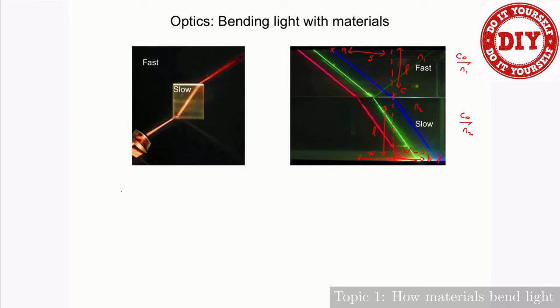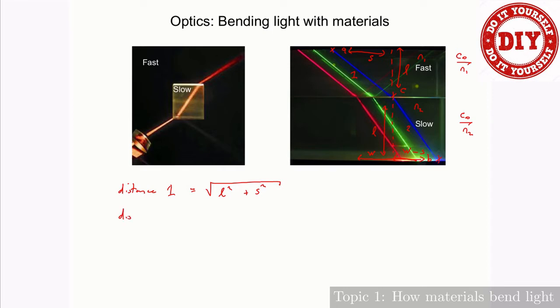So distance 1, well, that's 1 here, and that's 2 here. These are the two bits of the straight line, two straight lines. So for distance 1, I'm going to use Pythagoras to work out the distance between A and the surface. It's going to be the square root of the sum of the squares of L and S. So it's just going to be the square root of L squared plus S squared.